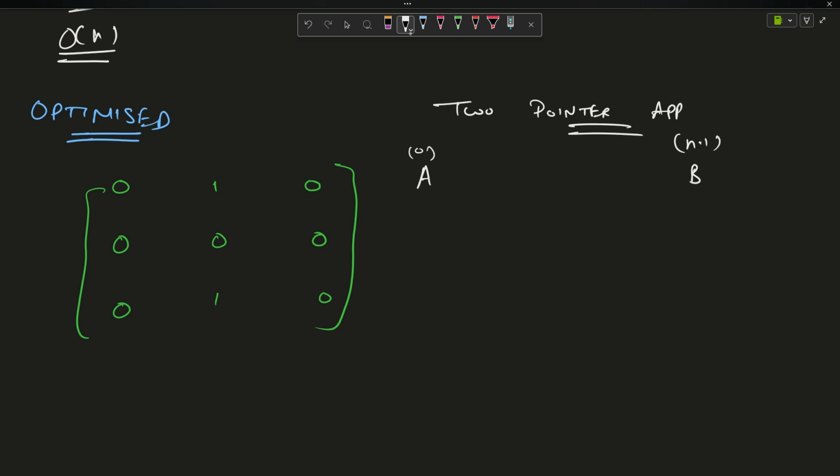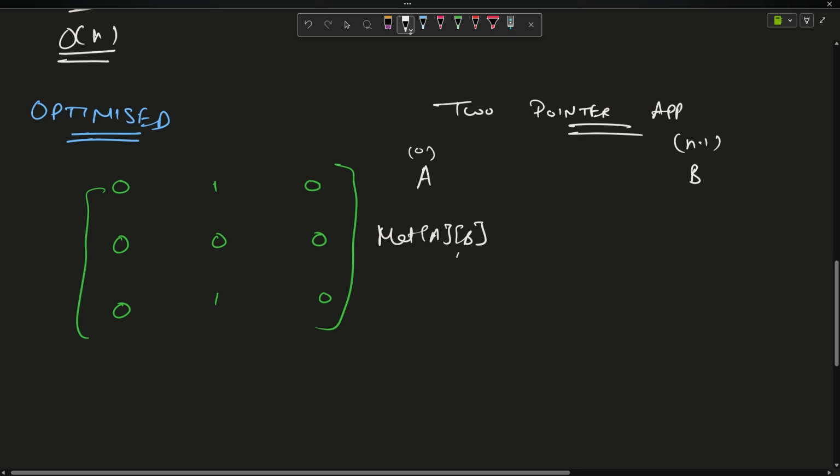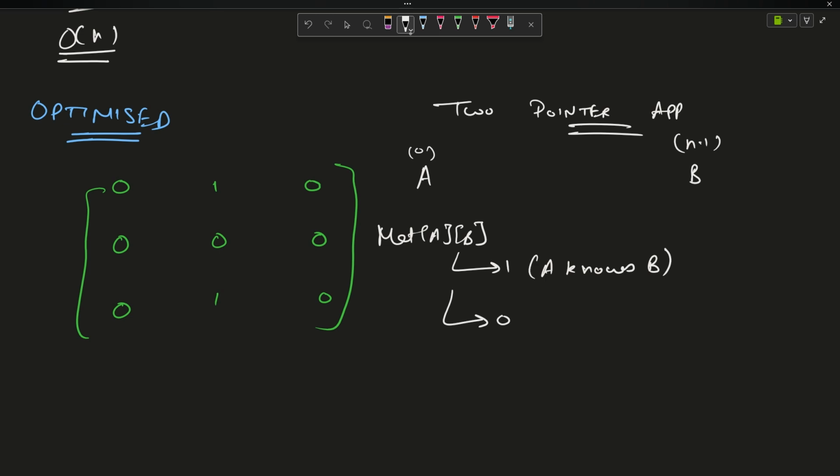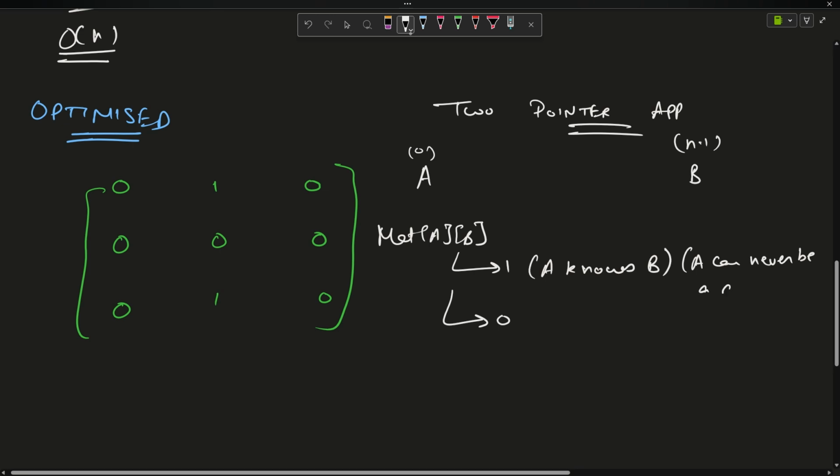Now what do I do? I check mat of AB. There can be two conditions: it is 1 or it is 0. If it is 1, that means A knows B. And if A knows about B, A can never be a celebrity. And if A can never be a celeb, I can reduce my interval. That means I can say A plus plus, A will go from 0 to 1. So this is the case for mat AB equals 1: if A knows B, A can never be a celeb.